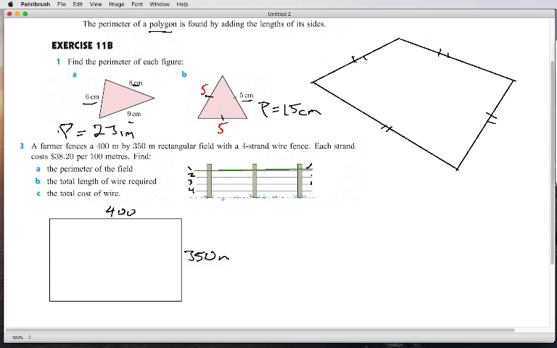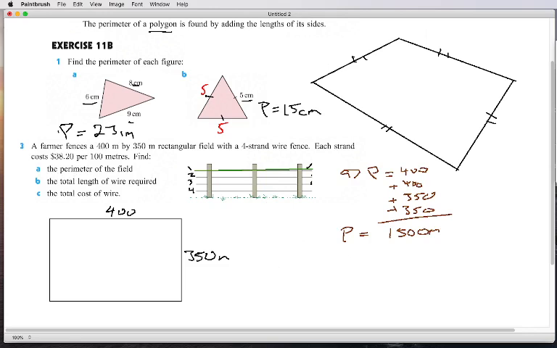So let's take a look at that. In this case, it asks us to find the perimeter of the field. So it just wants to know what's the length around this total field. Well, that's easy. So this is part A. Our perimeter is equal to 400 plus 400 plus 350 plus 350. So if we add those up, we're going to get 800 plus 700, which is 1500 meters if you use your calculator. Okay, so the perimeter for part A is 1500 meters.